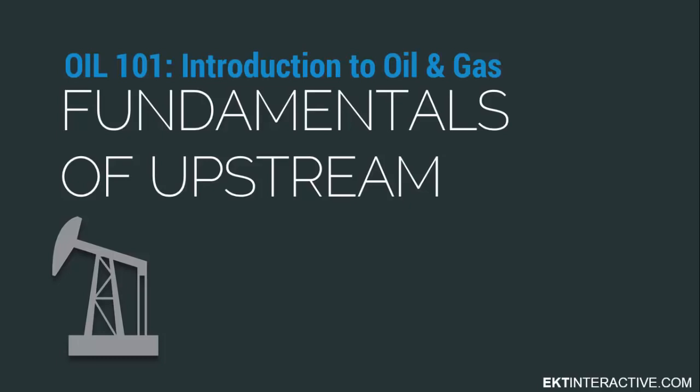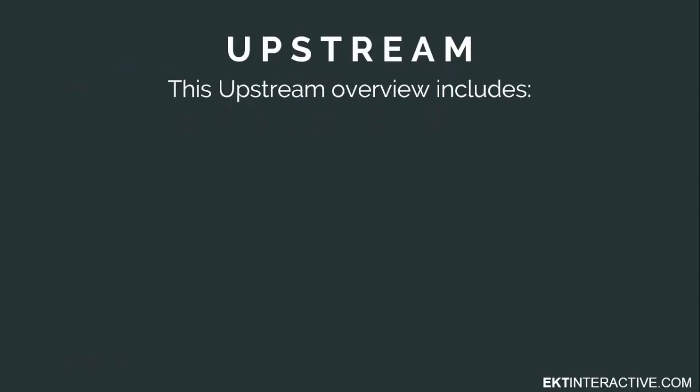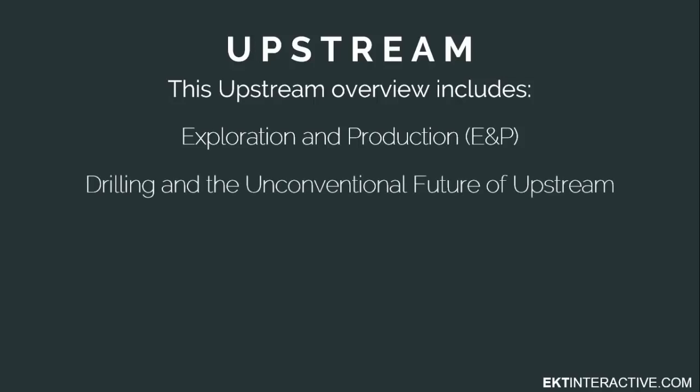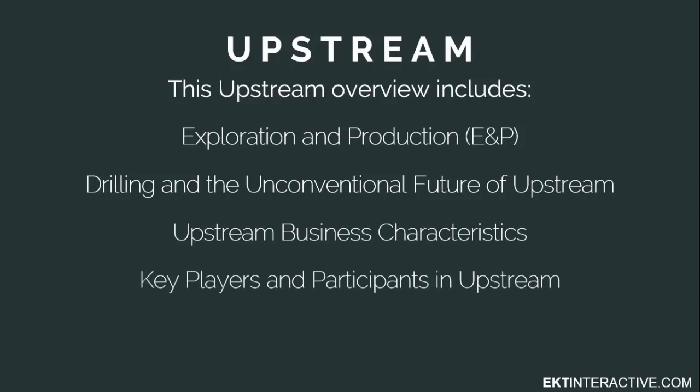This first episode of our Microbes to Market coverage will be discussing the upstream segment of the oil and gas industry. This content was taken from our Fundamentals of Upstream ebook, which is available in the free members content library at www.ektinteractive.com. This upstream overview includes segments on exploration and production, or E&P, drilling and unconventional techniques, upstream business characteristics, important players and participants in upstream, and finally, some discussion on an important and often misunderstood segment known as oilfield services.